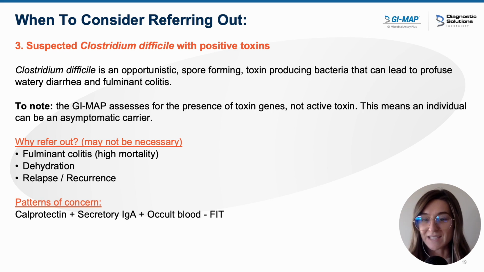Calprotectin in the setting of C. diff would make you start thinking, is this person pushing towards a fulminant colitis picture? As well as seeing secretory IgA being elevated, so the immune response is going up. And then if you're seeing occult blood in the stool, all of these raise concern that maybe this is active C. diff that could result in a fulminant colitis. And if it's outside of your scope of practice, you might want to consider referring here.